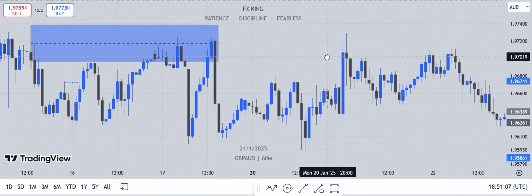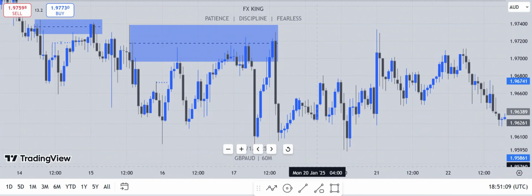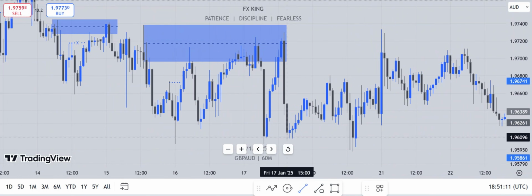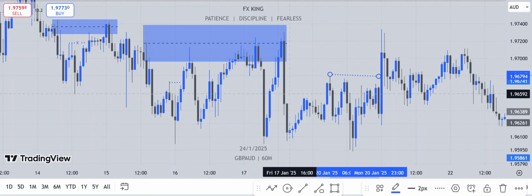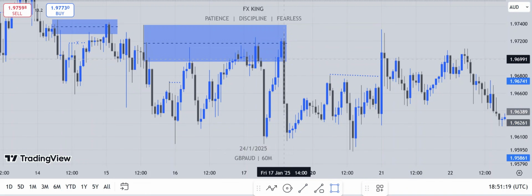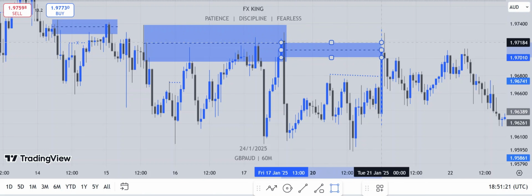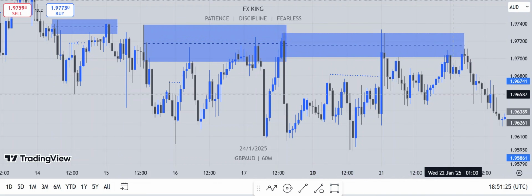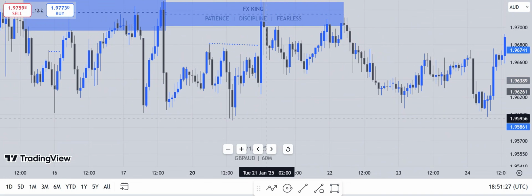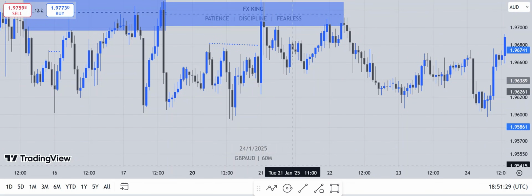Even if I show you again, this is our inducement in this case. This is the high of the inducement. The inducement got taken out. The market tapped into this zone and still dropped, hitting our take profit.